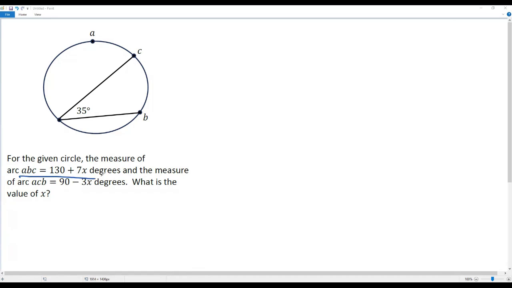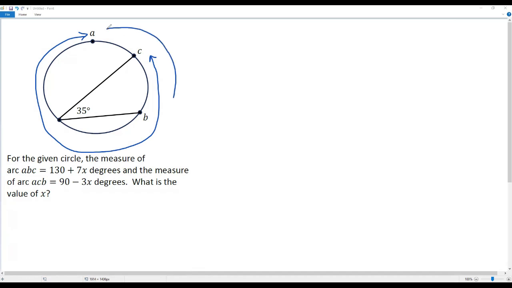Okay, here the first information says the measure of arc ABC is 130 + 7x degrees, and the measure of arc ACB here is 90 - 3x degrees, and we have to find the value of x. Now let me consider the measure of arc ABC, the one I marked over here. Let me write the stuff over here.